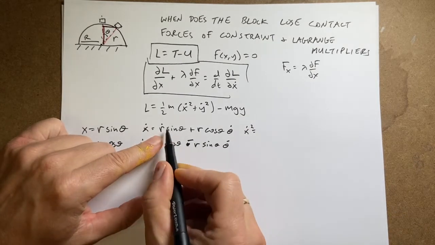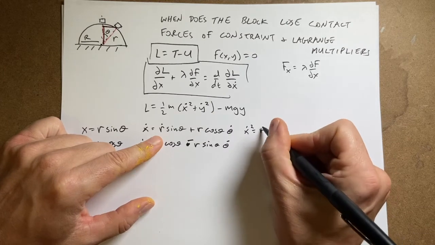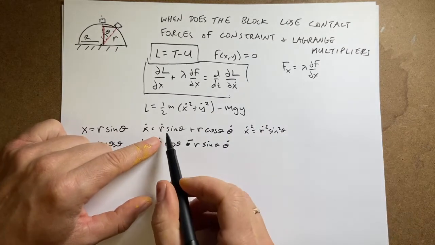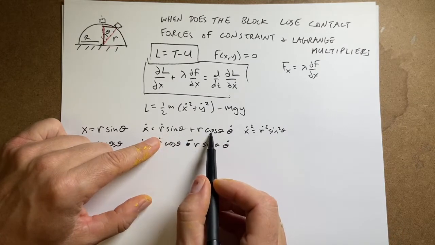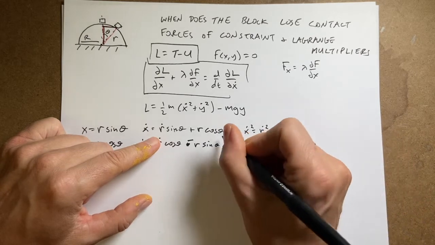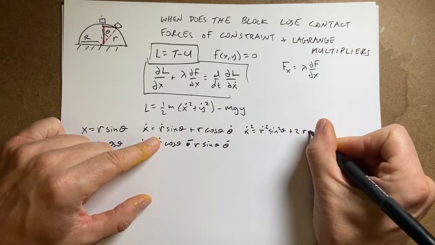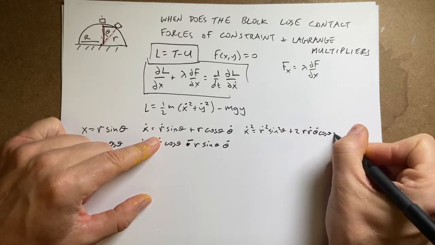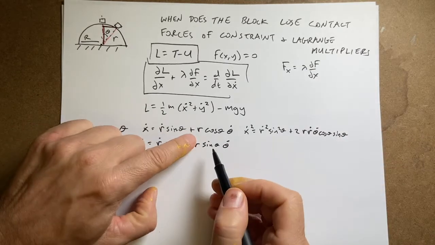So I have two terms. So I'm going to get this times itself. So r dot squared times sine squared theta. Now I'm going to get this term times that plus that times that. So two of these. So I get plus 2. I'm going to move this over here. r dot cosine theta sine theta. And then I have this times itself.